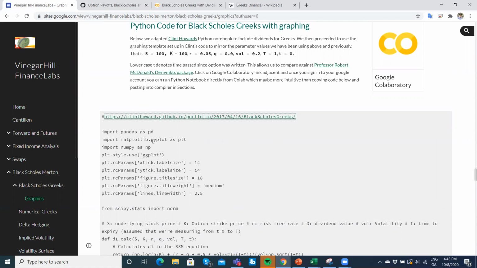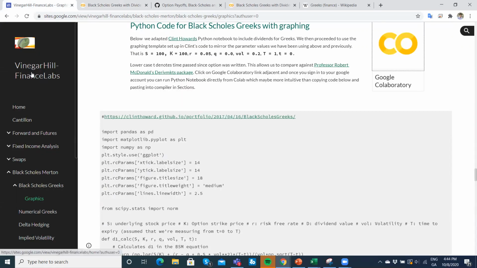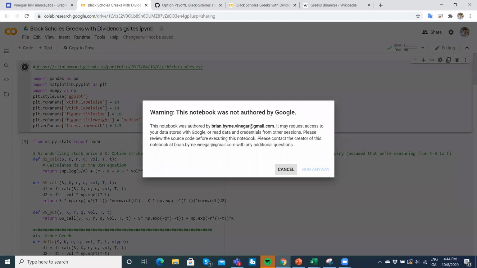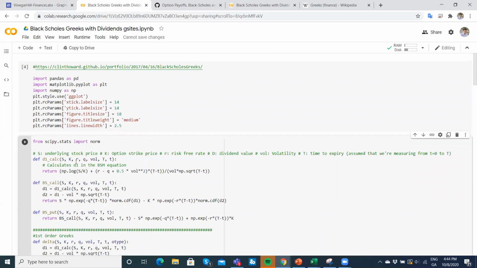So to deal with that, I've adapted Clint's code. Then I set it up in Google Colab. The Colab is quite a nice way to leave an embedded Python notebook in, in this case, the Vinegar Hill portal. And we can go in and just run each snippet of code. Now in this instance, we'll run and run.